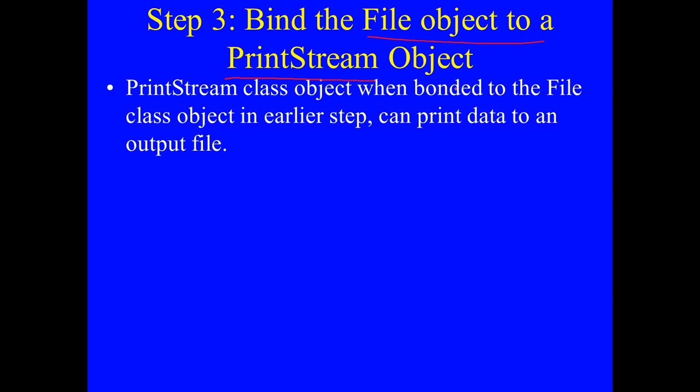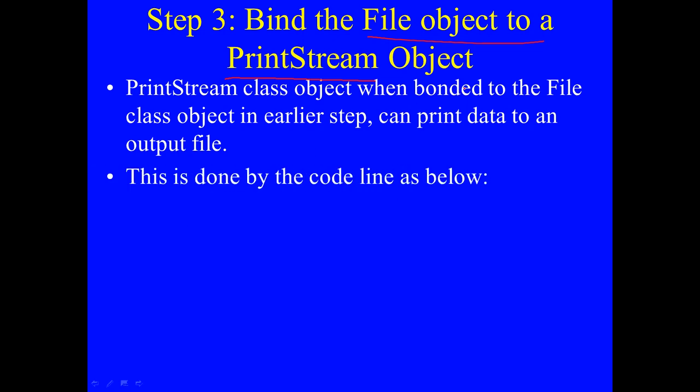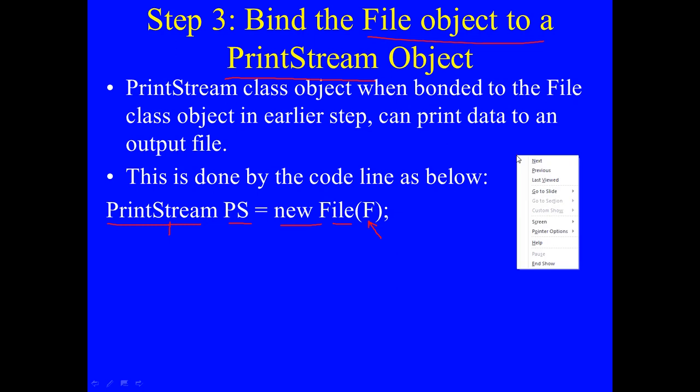Then here is the step that is different from reading from an input file. Here we bind the file object to an object of a class called printstream. Okay, a printstream class object, when bound to the file class object in the earlier step, can print the data to an output file, and this is done by a code line like below. We simply say printstream, here's the class name, this is the variable name, new printstream, and we are passing the file object that we had created in the previous slide.